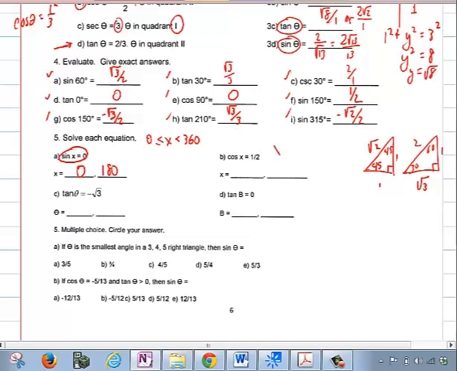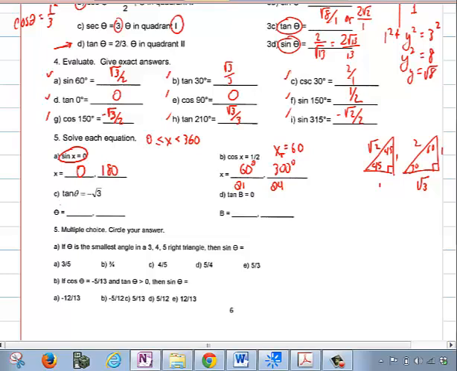On the next one, cosine of x is equal to 1/2. That reference angle is equal to 60 degrees. And since it's positive, we're in quadrant 1 and quadrant 4, and those angles would be 60 degrees and 300 degrees.